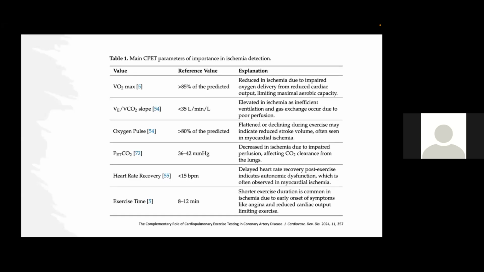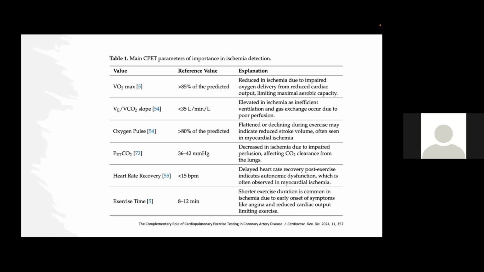Also, the other parameters that we can expect: normal level of VO2 should be more than 85% of predicted. And the slope, this is a very important parameter in the CPET. So the slope of minute ventilation to VCO2 normally should be less than 35. It's a very important parameter in prognosis and to determine the anaerobic threshold. We'll talk about this in the coming slide.